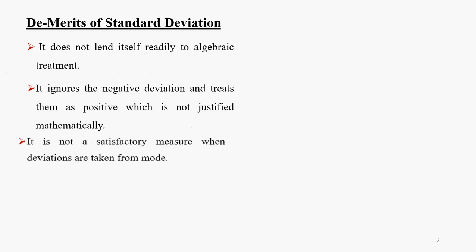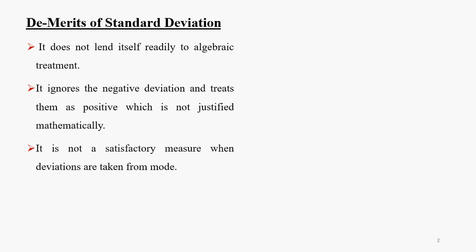Moreover, the third problem is that it is not a satisfactory measure when deviations are taken from the mode. If you take it from the mode, it is not a satisfactory measure. If it is the mean, it is fine. So if you take it from the mode, it is not satisfactory. This is the third problem with regard to standard deviation.